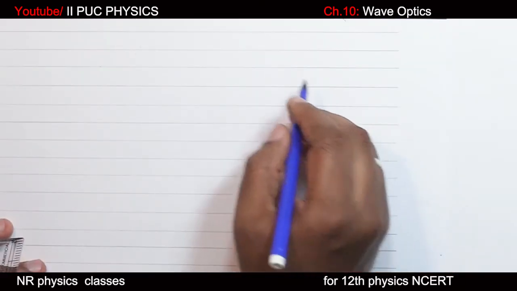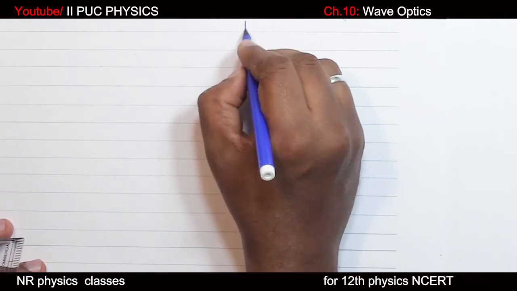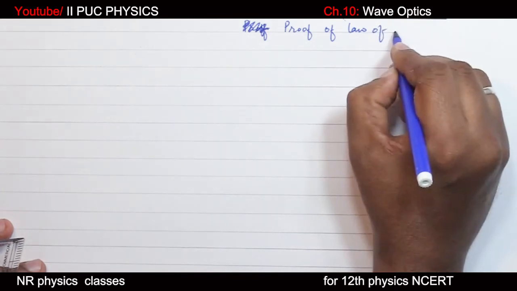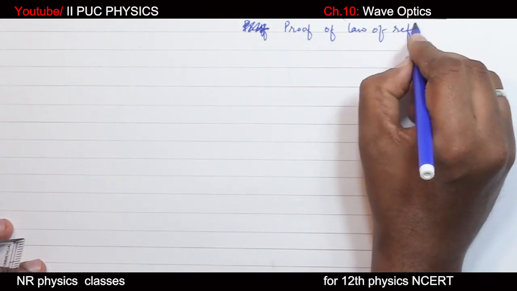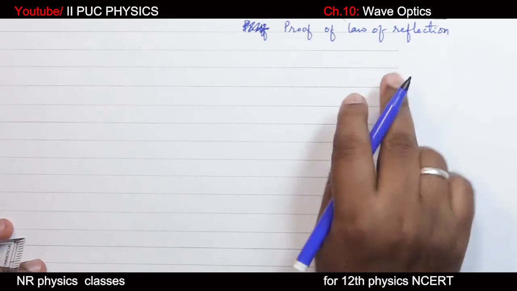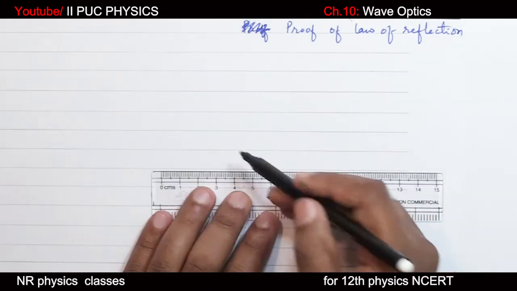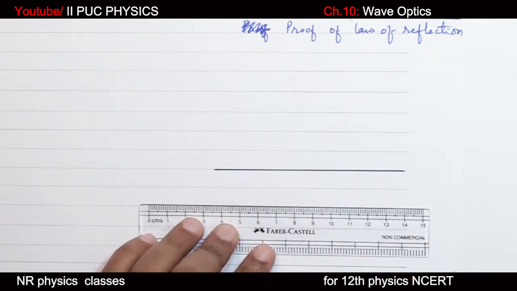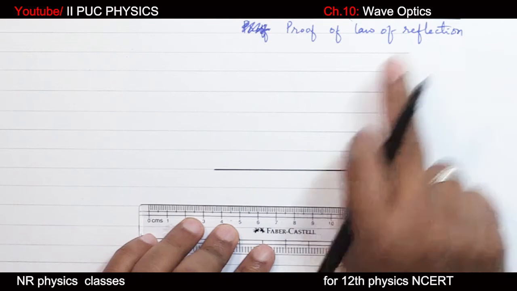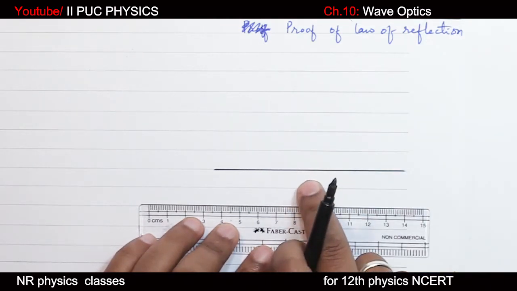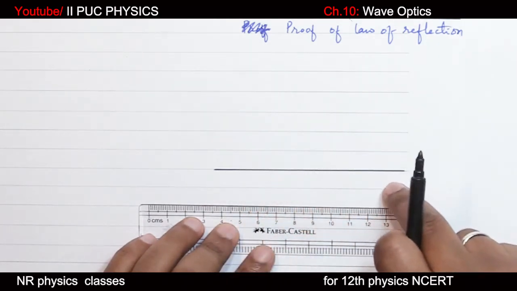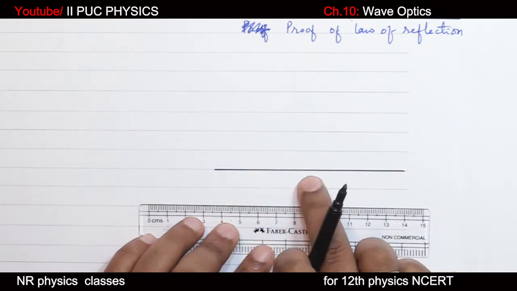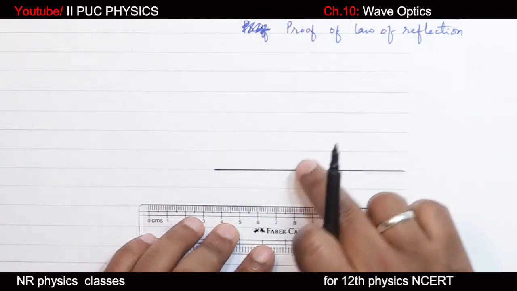Now the second derivation, proof of the law of reflection using Huygens principle. Okay, let this be an interface, actually a reflecting surface, since it is the law of reflection, a mirror. I should shade the other side. For the time being, let me manage with a line. This is a mirror, and the upper surface is the reflecting surface.